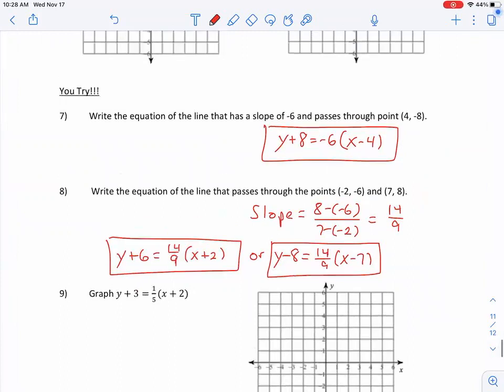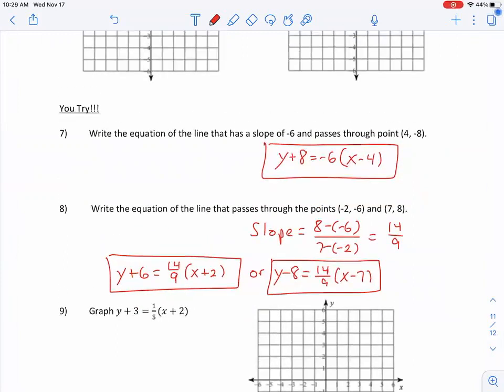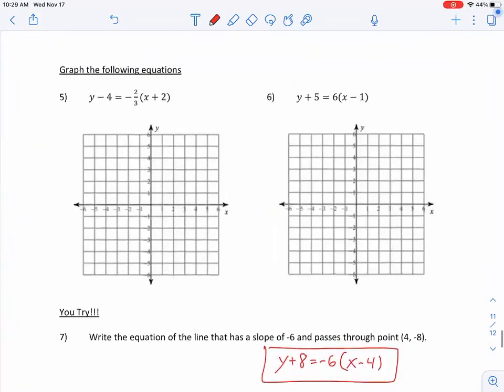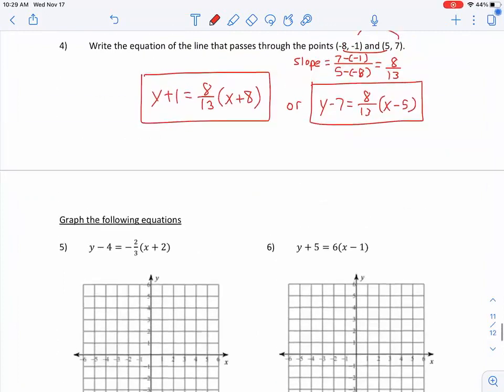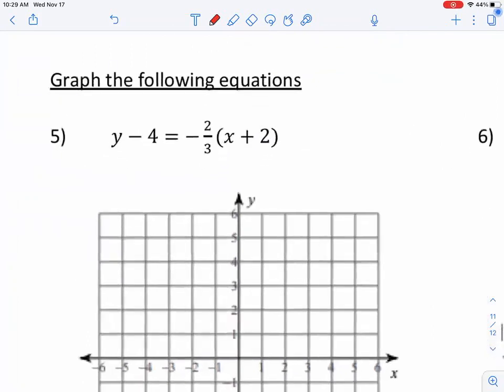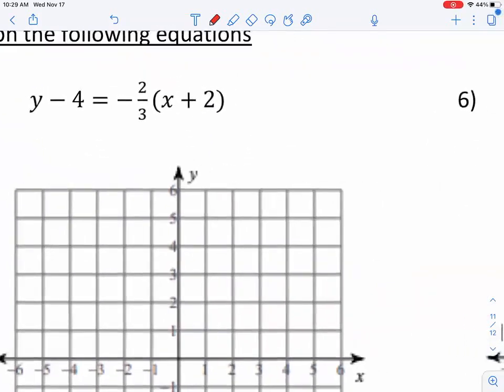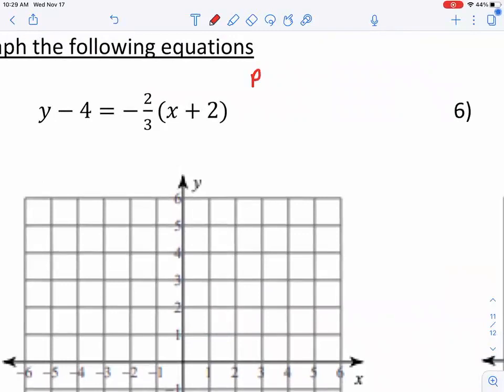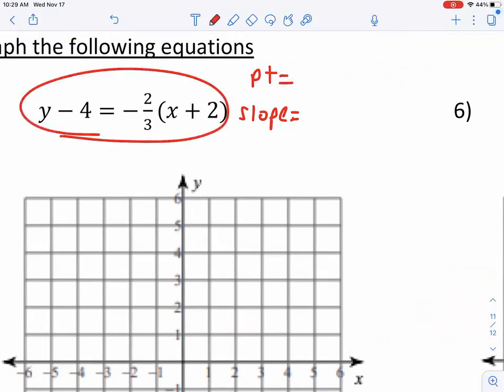All right, so the whole idea is then we can graph these things, because if you know a point, like a starting point, and you know the slope, we should be able to draw the graph. So let's go back upward here to where it says to graph the following. If I wanted to graph this, the first thing I would do is off to the side write down the point and the slope. And I'm just getting those things from the equation.